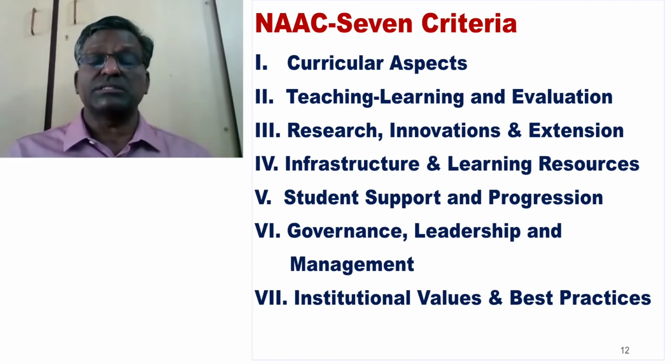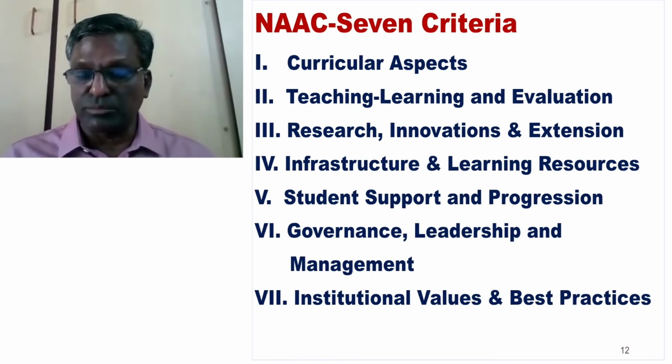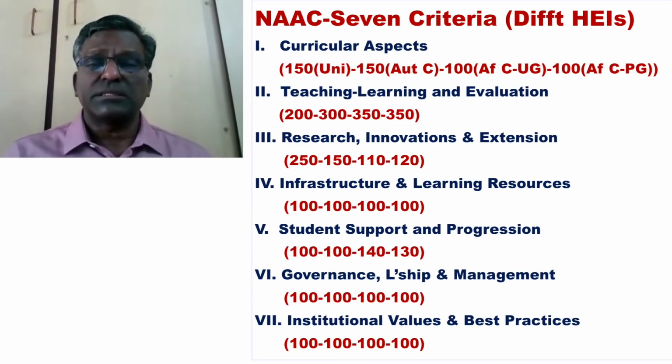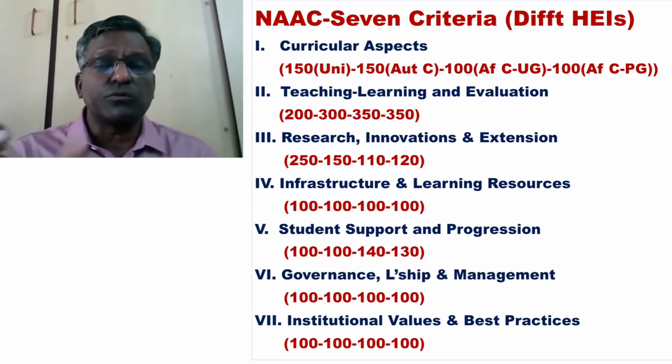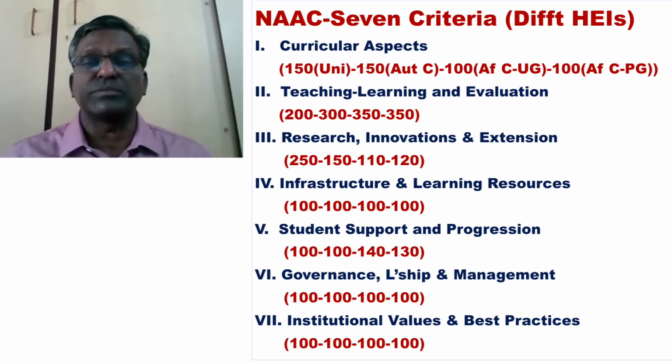So these are the 7 criteria. And using these 7 criteria, NAAC assesses and evaluates colleges and universities. How does it do it? We will get to know more about it in the following slides. Now, the same thing, but there is an additional piece of information. You will see some numbers here, and for each criterion, there are 4 numbers.